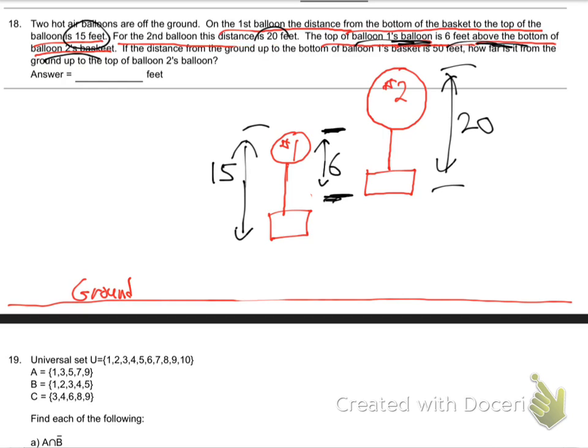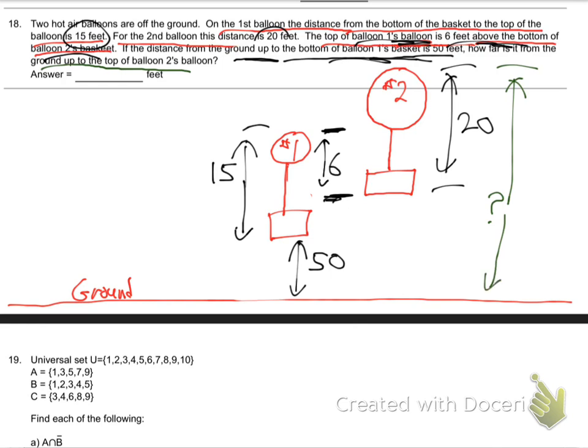If the distance from the ground up to the bottom of balloon 1 is 50 feet, so this, is that right? From the ground up to the bottom of balloon 1 is 50. How far is it from the ground? So here comes their question. From the ground up to the top of balloon 2, from here to there, right? They want to know from ground to the top of balloon 2. What is that? Okay.